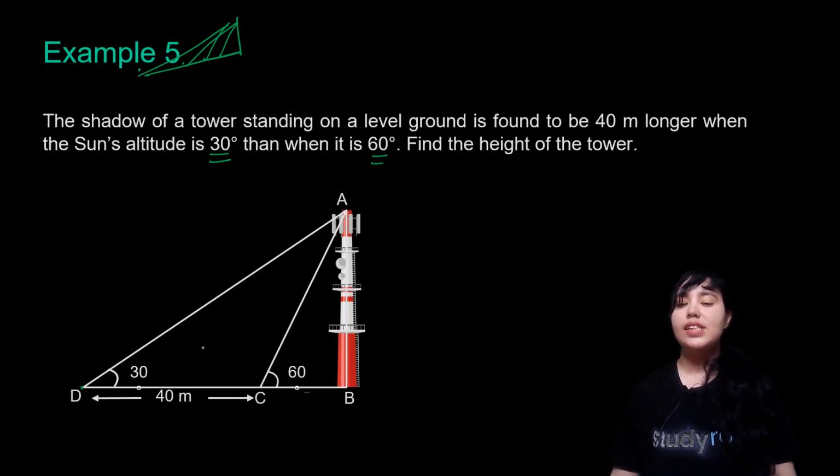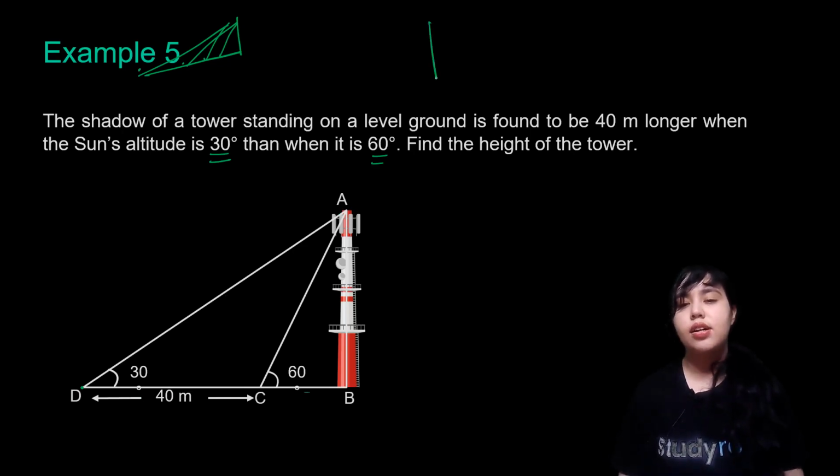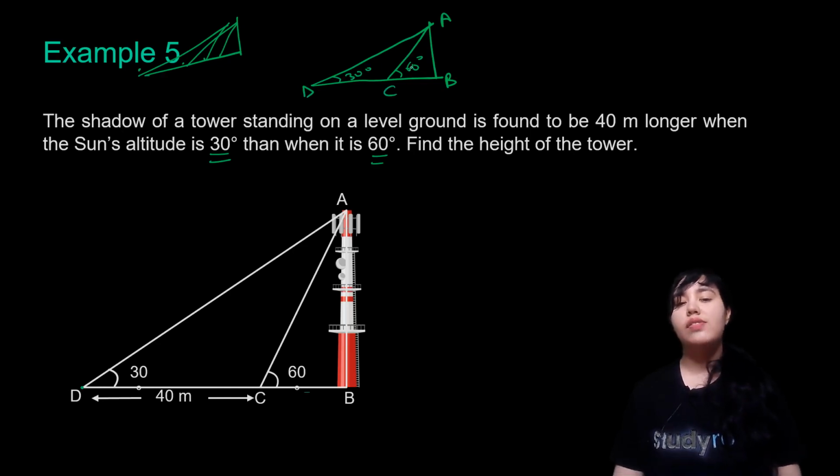So basically this is your triangle. This is the height of the tower AB. When the angle of elevation is 60 degree, and then we have this angle of elevation as 30 degrees. This is point D, this is point C. So BC is the shadow when angle of elevation is 60 degree, and CD is the shadow when the angle of elevation is 30 degrees. So this is 40 meters.